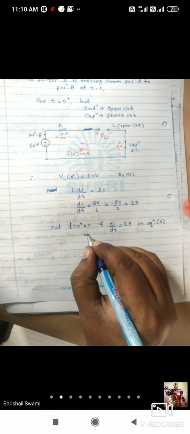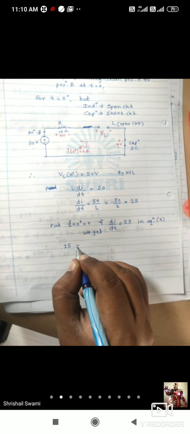So put t is equal to 0 plus, that is equal to 0, and di by dt is equal to 25 in equation number 4. Just I will check. Yes, in equation number 4. So we get, now I will write, what is the value of di by dt?